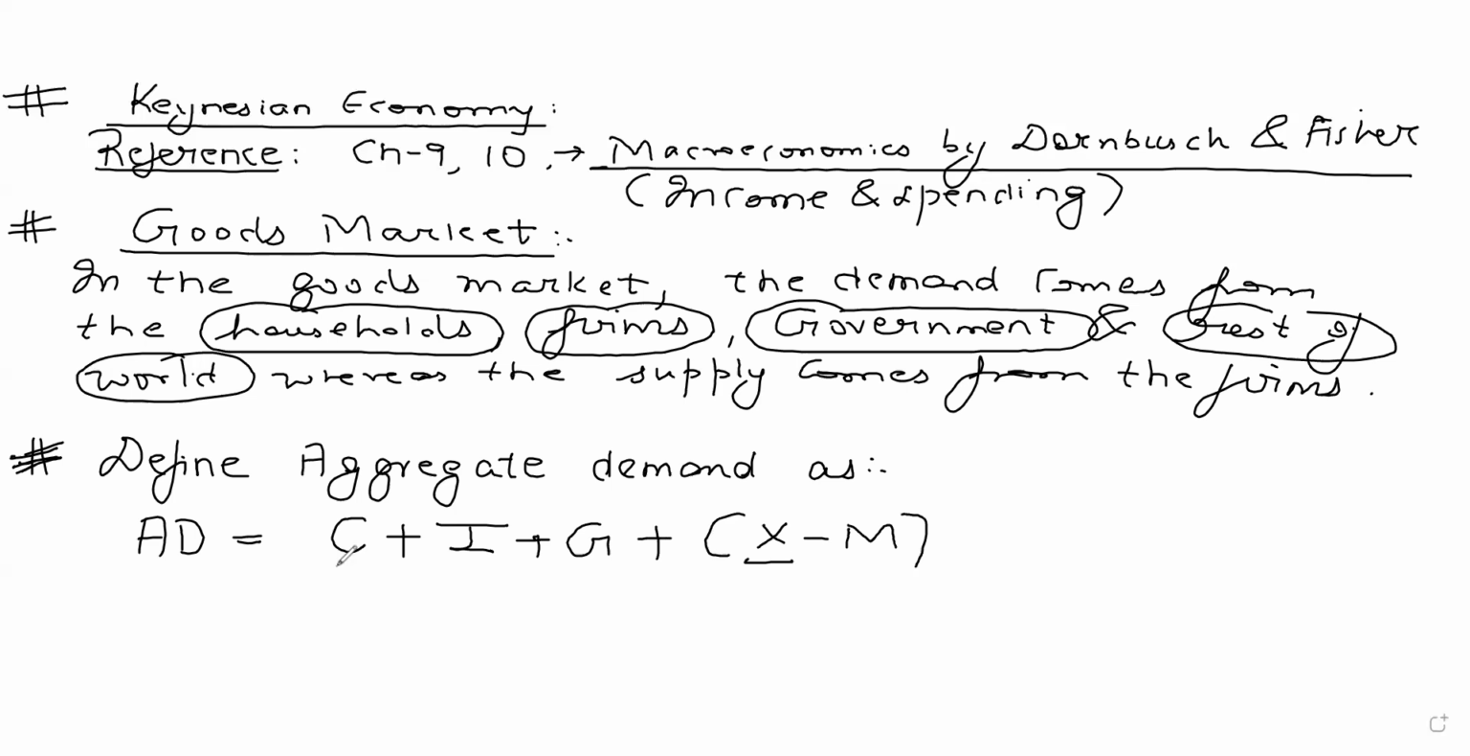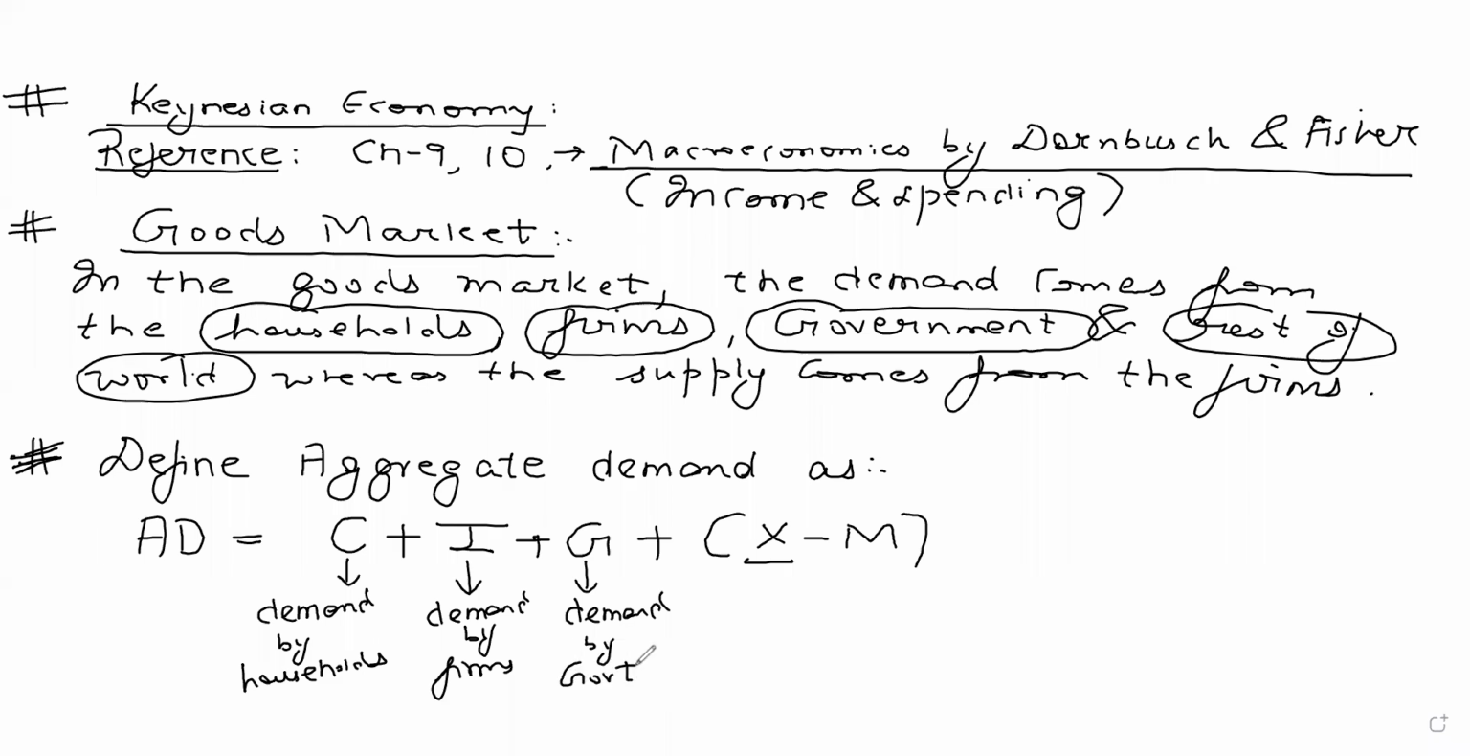So I can write, this is the demand by the households. This is the demand by the firms. This represents the demand by the government. X represents exports, which is demand for domestic goods by the foreigners.